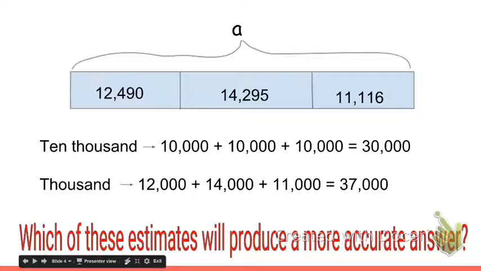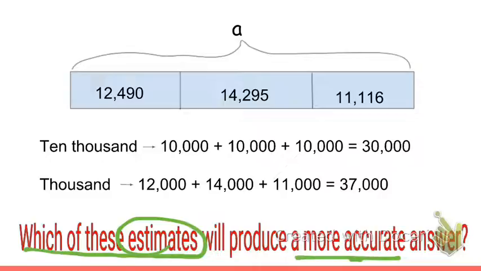So take a look up here. I want you to look at it. It says, which of these estimates will produce a more accurate answer? So you can look on my screen or look at yours and take a look at this. Right? It says, which of these estimates will produce a more accurate answer? What does that mean, more accurate? What does that mean, Janae? Accurate means like you're closer to, more correct to it. Yes. Did you hear what she said, Brian? What did she just say? That was good.